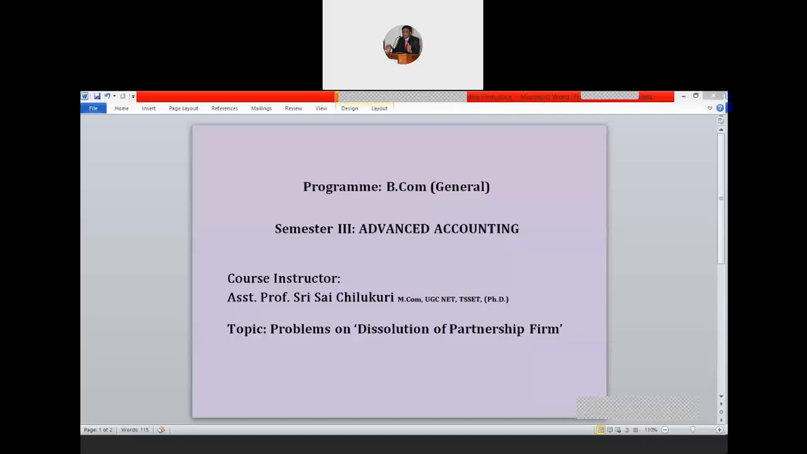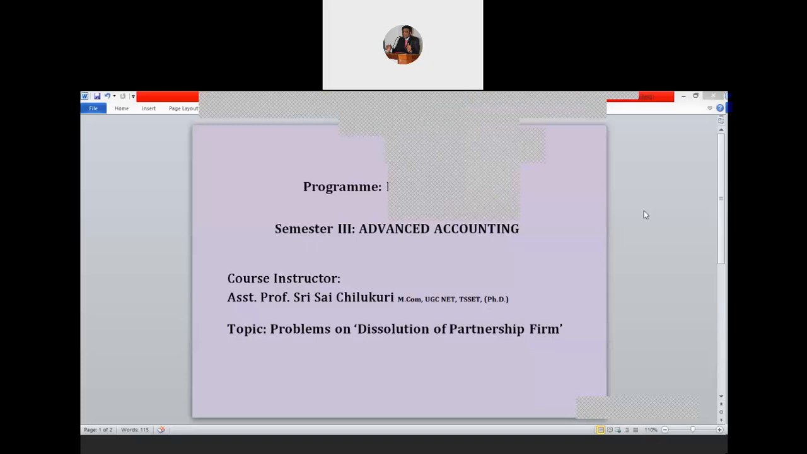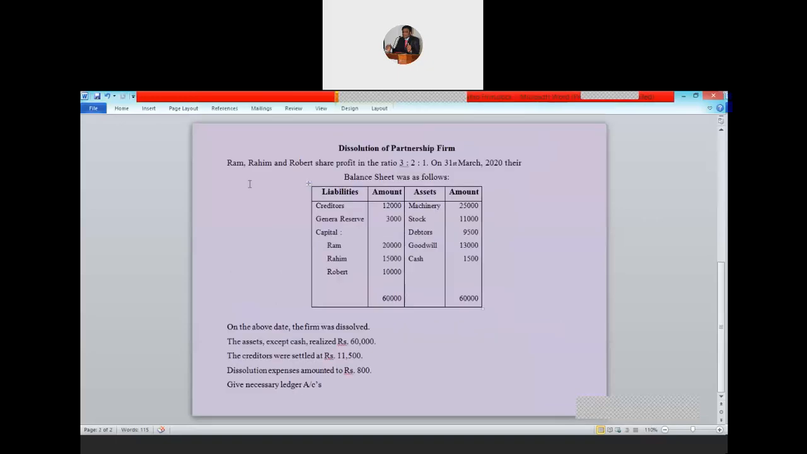Hello students, in this video lecture, you will be learning the procedure to solve a problem on dissolution of partnership firm. Let us take an example. Ram, Rahim and Robert share profit in the ratio of 3 is to 2 is to 1. On 31st March 2020, their balance sheet was as follows.